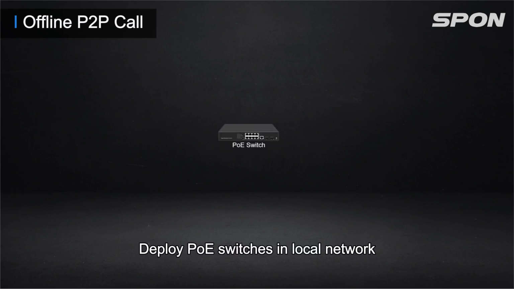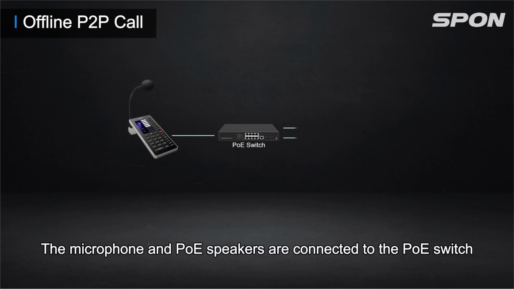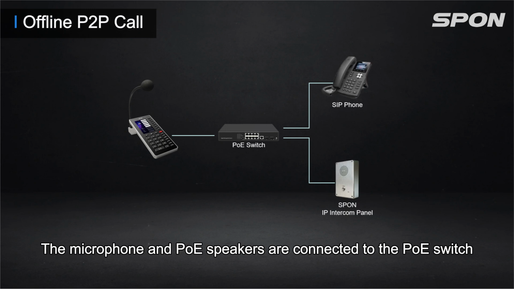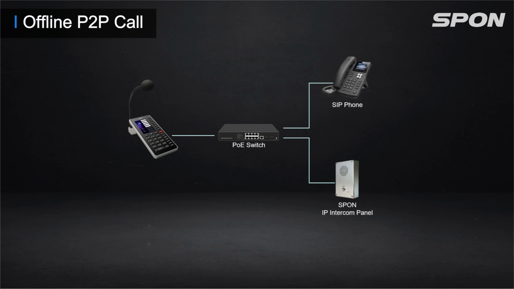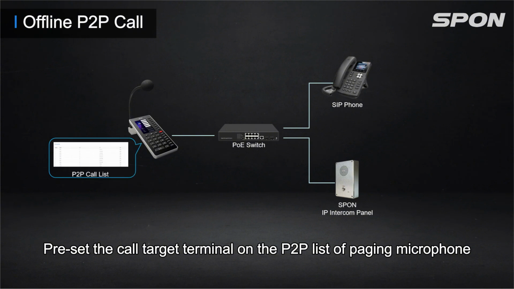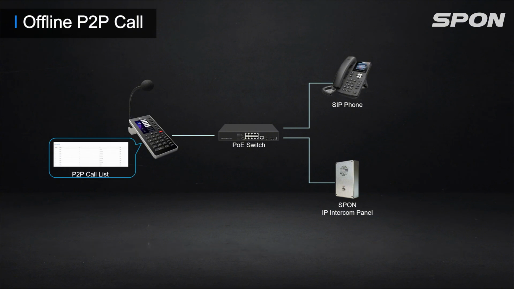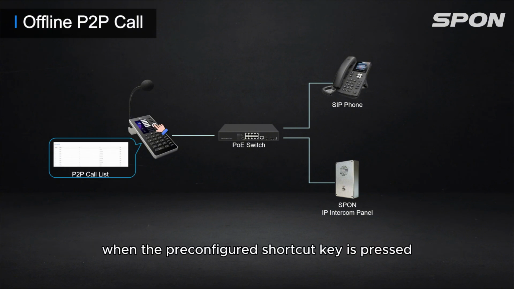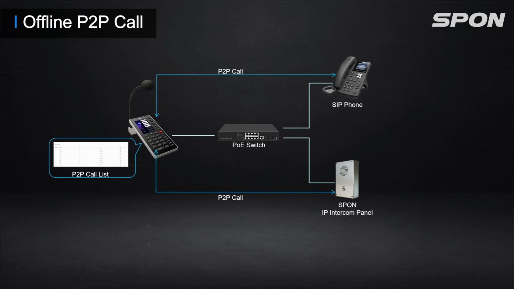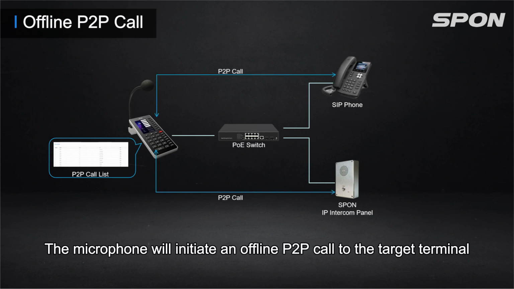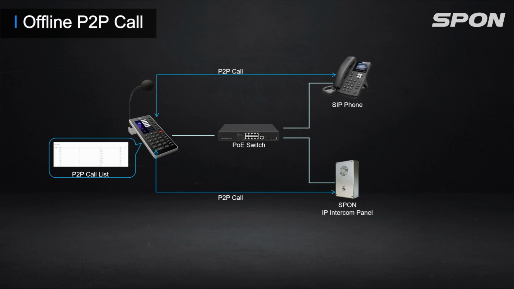Deploy PoE switches in the local network. The microphone and PoE speakers are connected to the PoE switch via Ethernet cables. Preset the call target terminal on the P2P list of the paging microphone. When the pre-configured shortcut key is pressed, the microphone will initiate an offline P2P call to the target terminal.